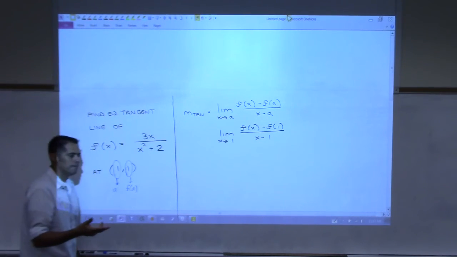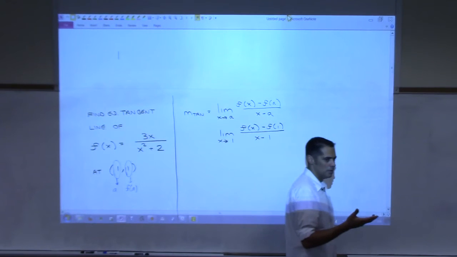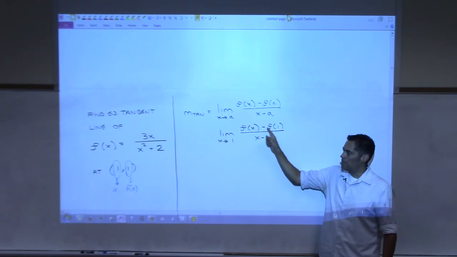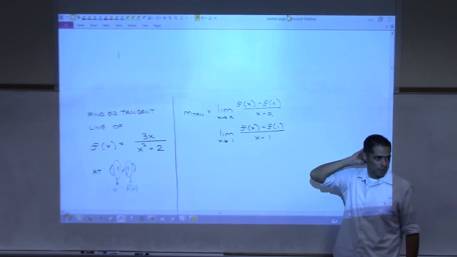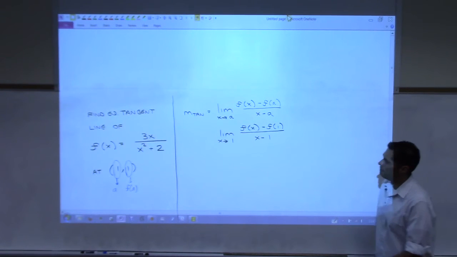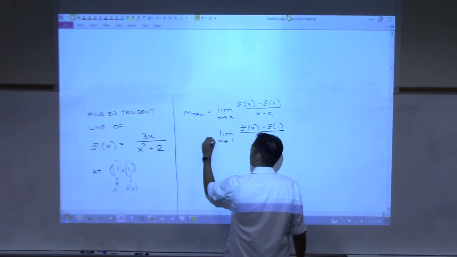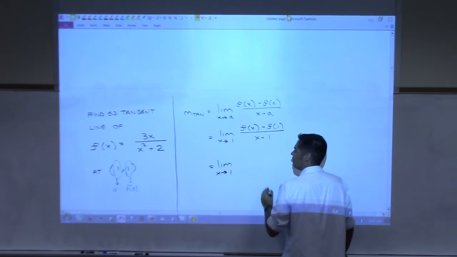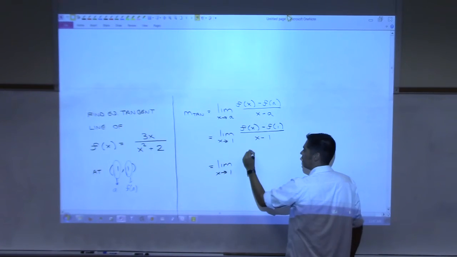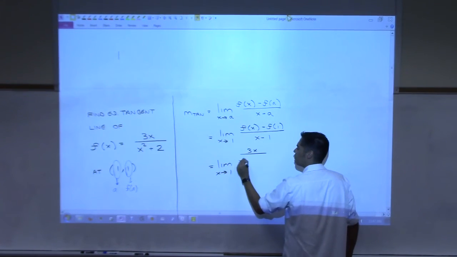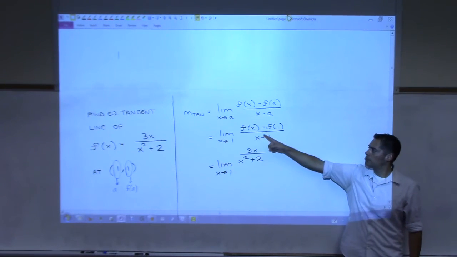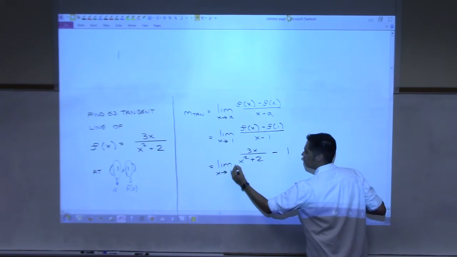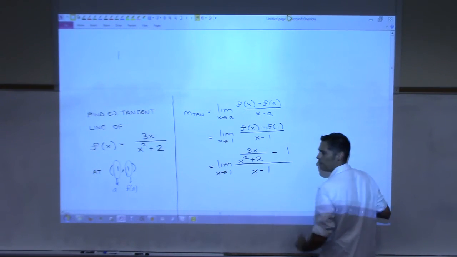So do you see on this one, you're not going to get a polynomial over a polynomial. This bottom is going to be x minus 1, but the top is not going to be a polynomial. That's because the original function wasn't a polynomial. So we'll keep going with this. The top left corner is going to be whatever f of x is, 3x over x squared plus 2. That's the top left corner. Minus 1. All of it over x minus 1.